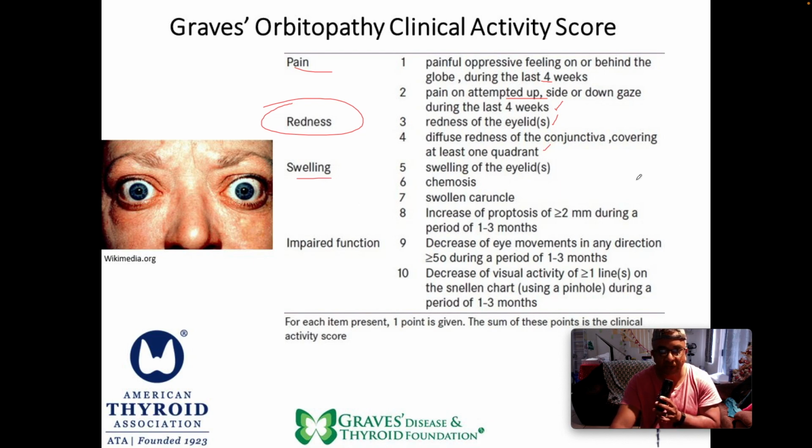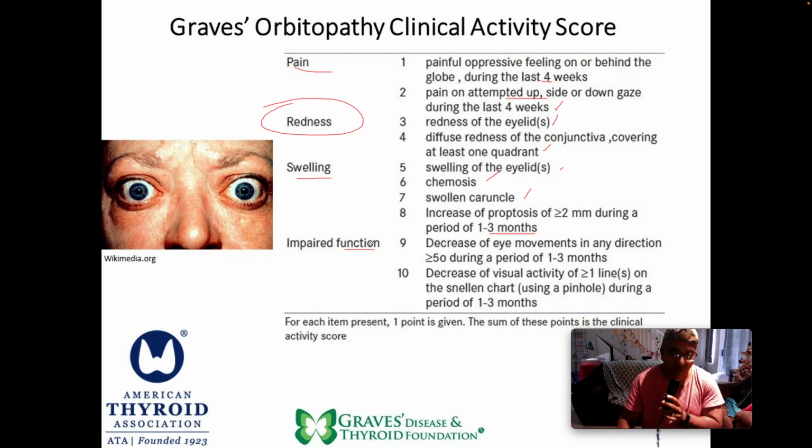Swelling, where there's swelling of the eyelids, 1 point. Chemosis, 1 point. Swollen caruncle, 1 point. Or increase of proptosis of greater than 2 millimeters during a period of the preceding 1 to 3 months. Impaired functioning is the other one, with decrease of eye movements in any direction during a period of 1 to 3 months, or diminished visual acuity.